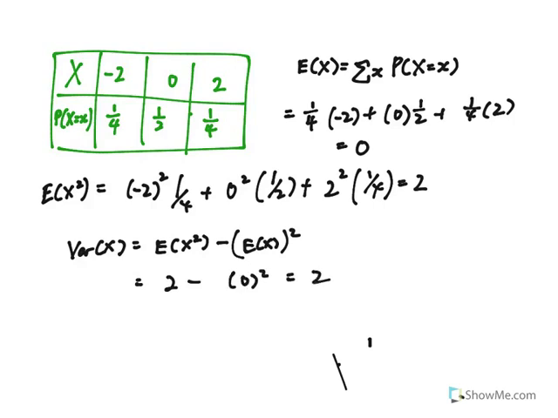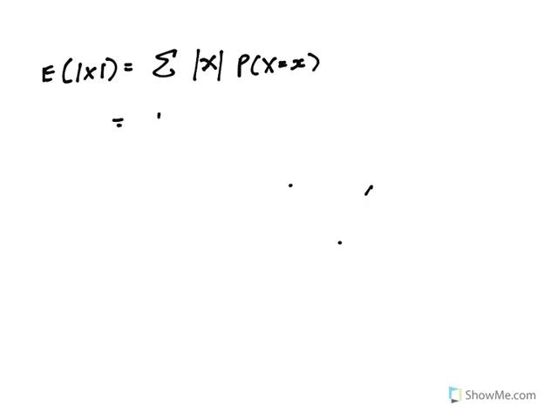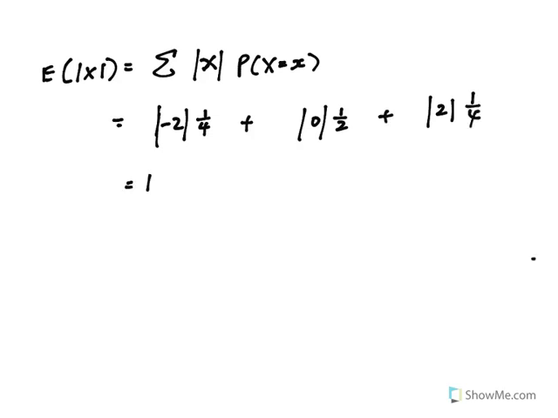Alright, the E of mod X is actually very easy. E of mod X basically means we sum mod x together with the probability of X equals x. So we sum mod of -2, which is 2, we sum mod 0, and we sum mod of positive 2. The probability of getting -2 is 1/4, the probability of getting 0 is half, and the probability of getting 2 is 1/4. If I add all of them, I'm going to get 1. That's for E of mod X.